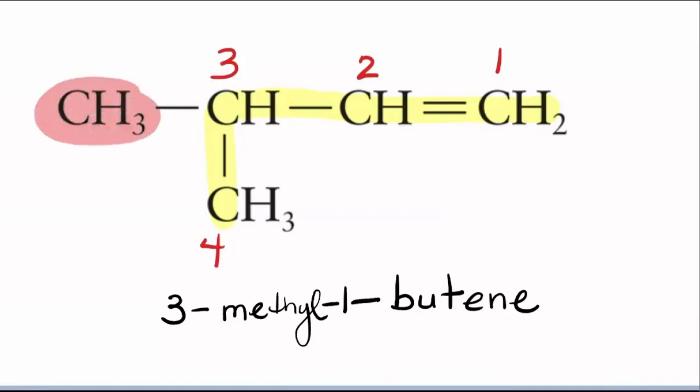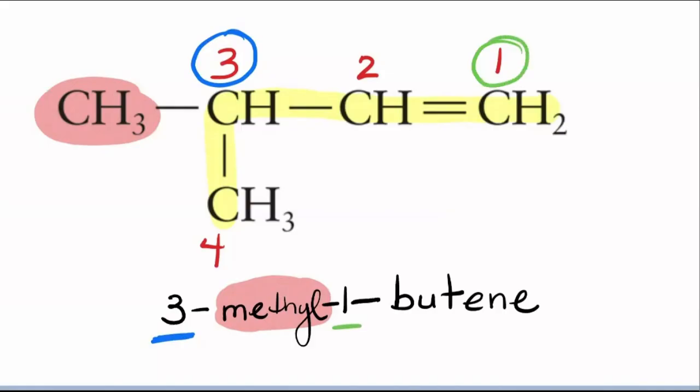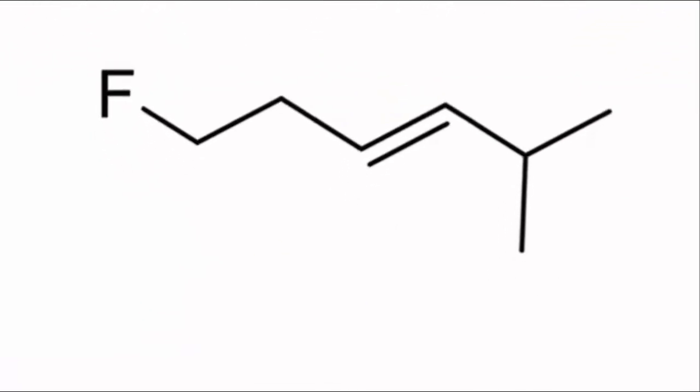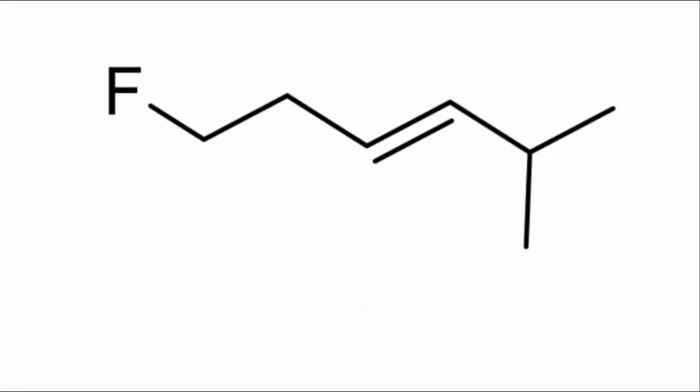Let me just highlight the different features so you see where they came from. The CH3 is the methyl group. Its location is here. This location is where we have the first carbon in the double bond. Since we have 4 carbons, that's where the but- comes from. And since it's an alkene, that's why it ends in -ene. Let's look at the next example.